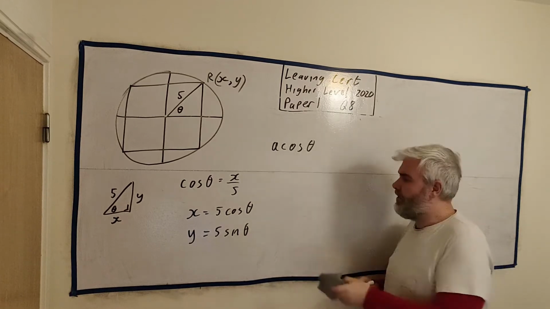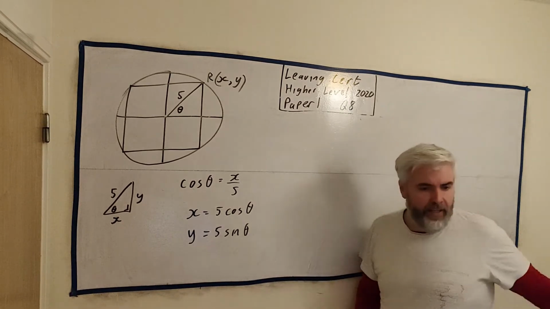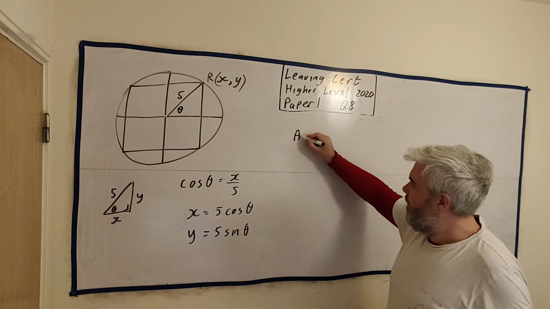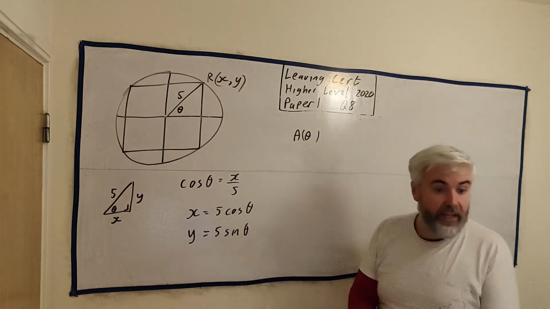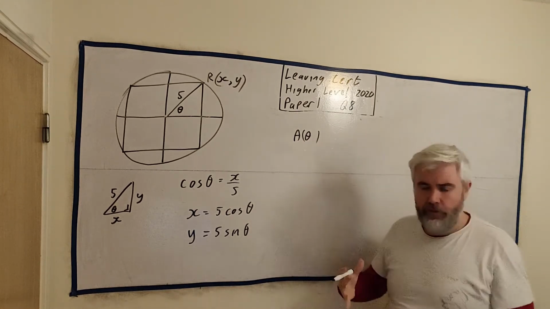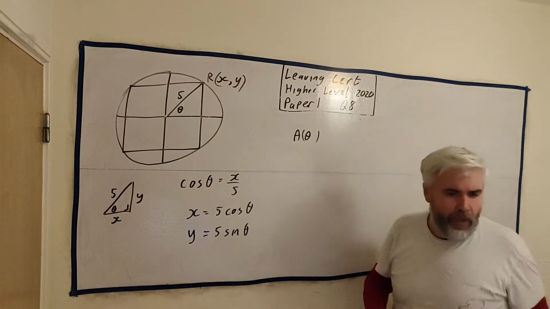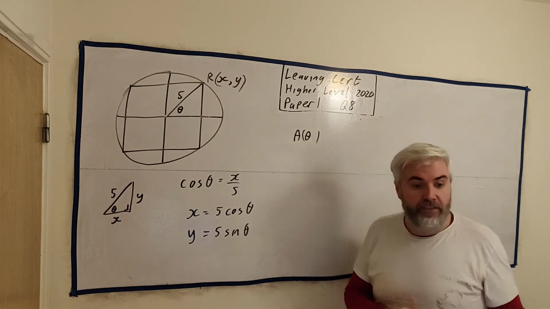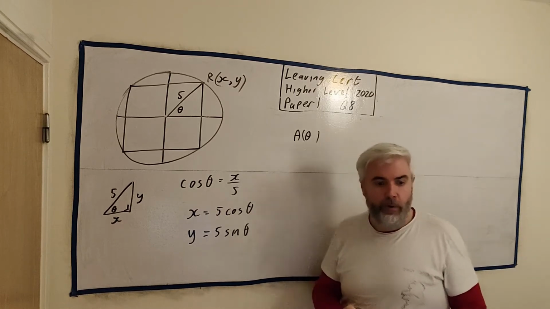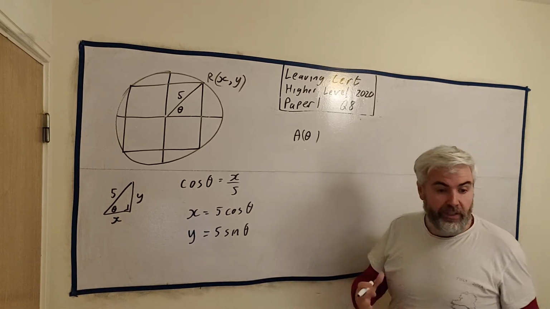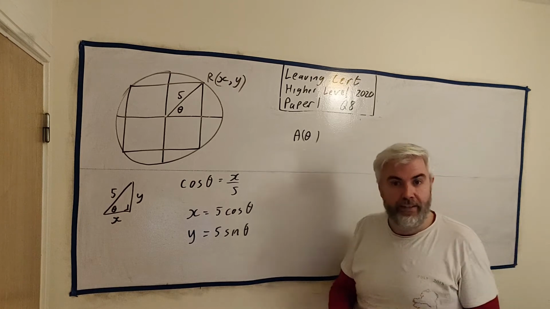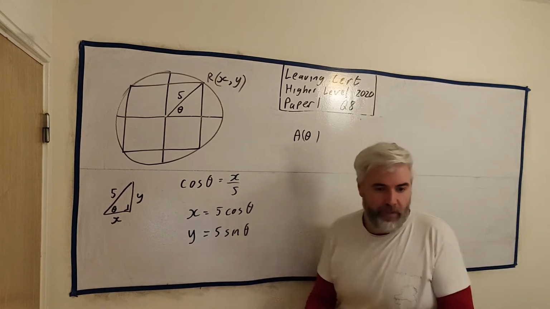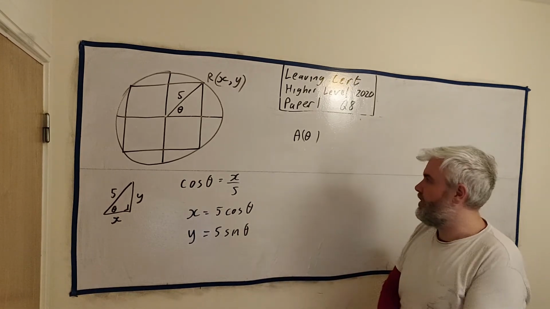The second part of this is show that A of theta, the area of the rectangle, is equal to, and they give us the number. Whenever they ask me to show something like that, I try and ignore the answer they've given me. So they told me what the area is equal to. Try and forget that and try and find it yourself, because that's really how we show that it's equal to that.